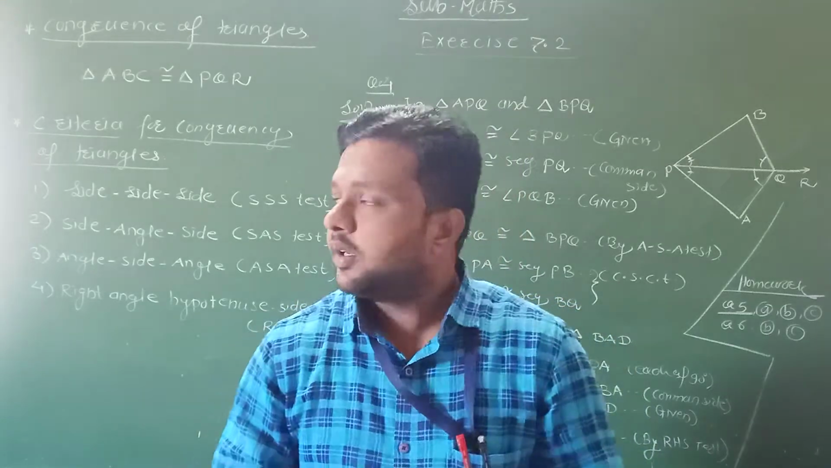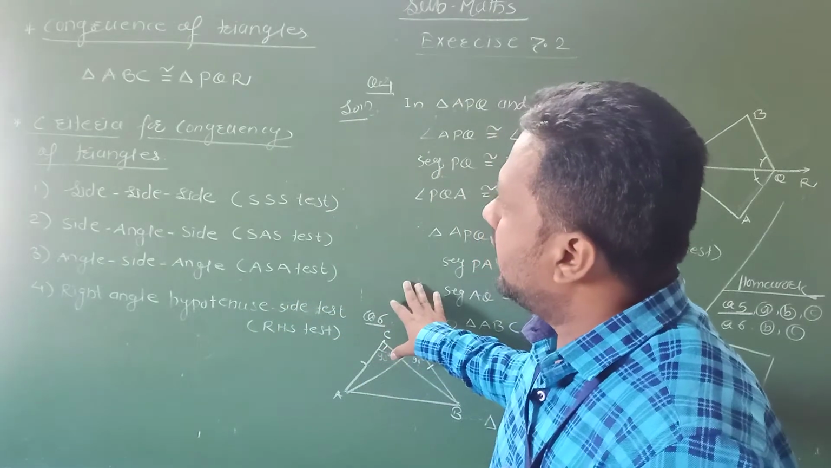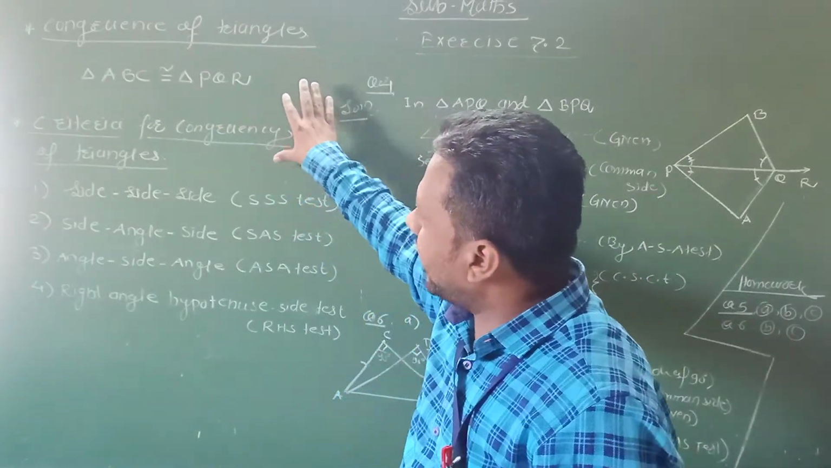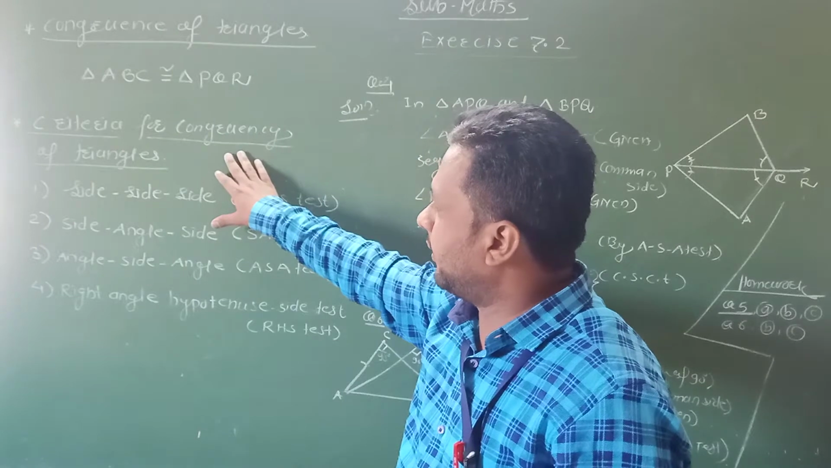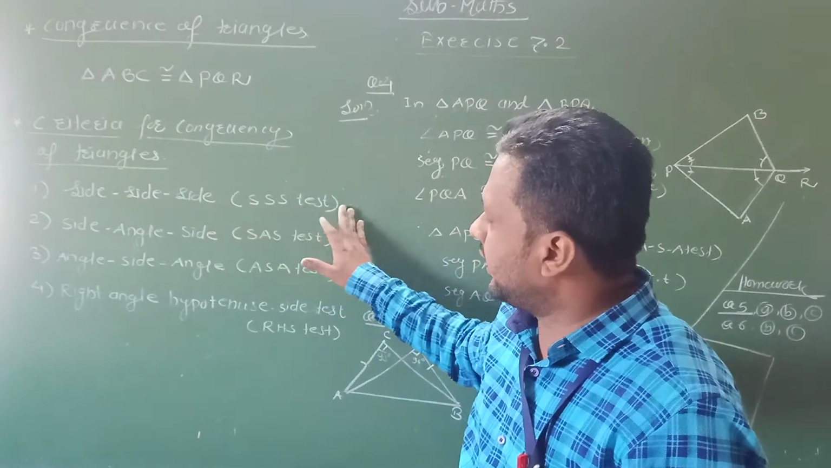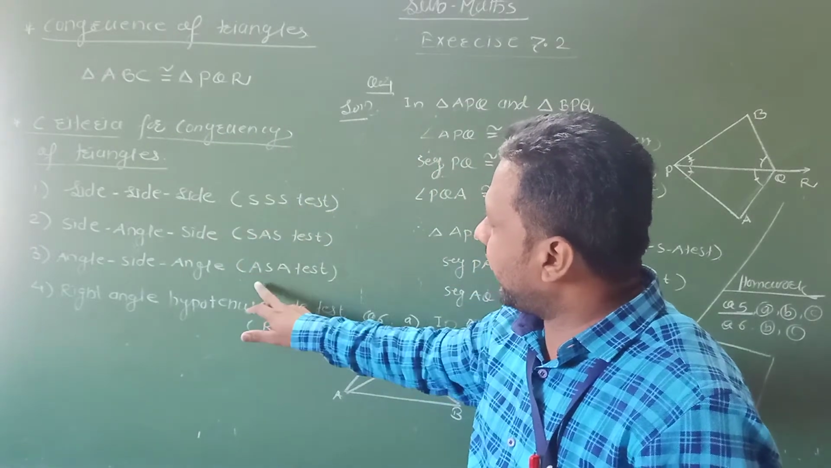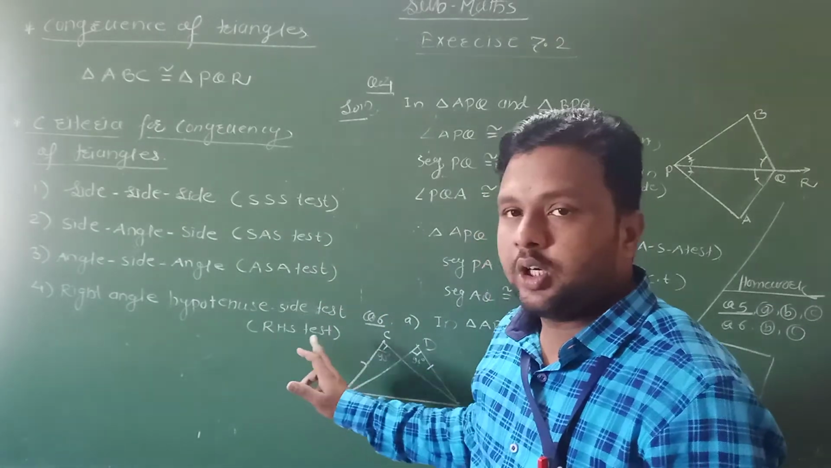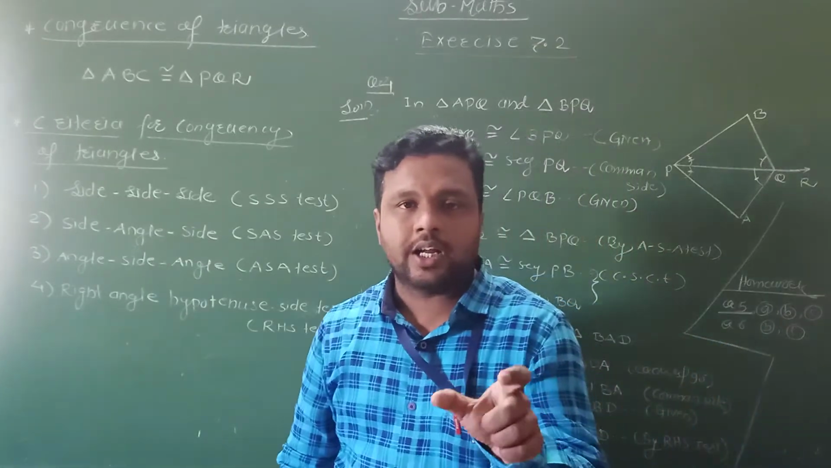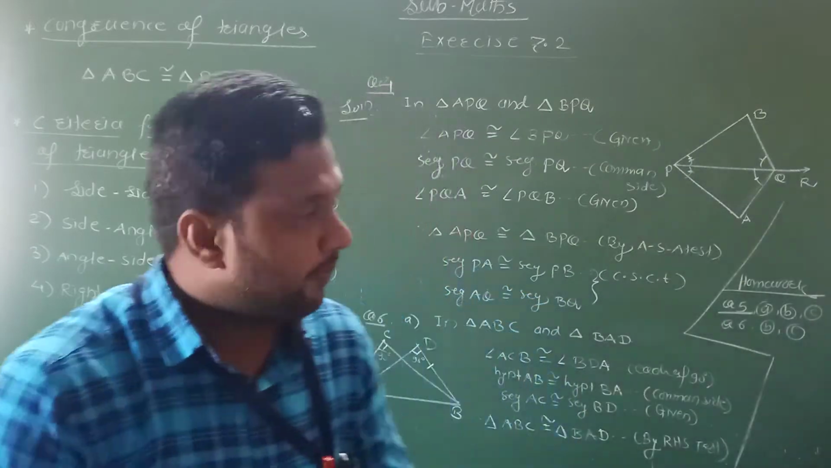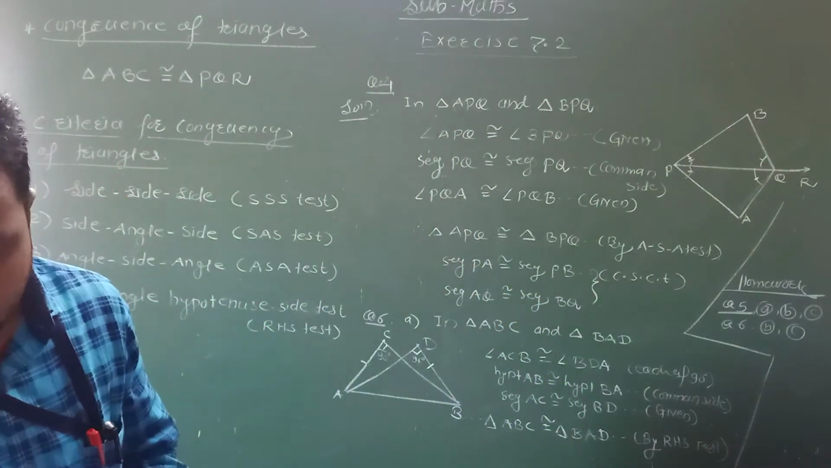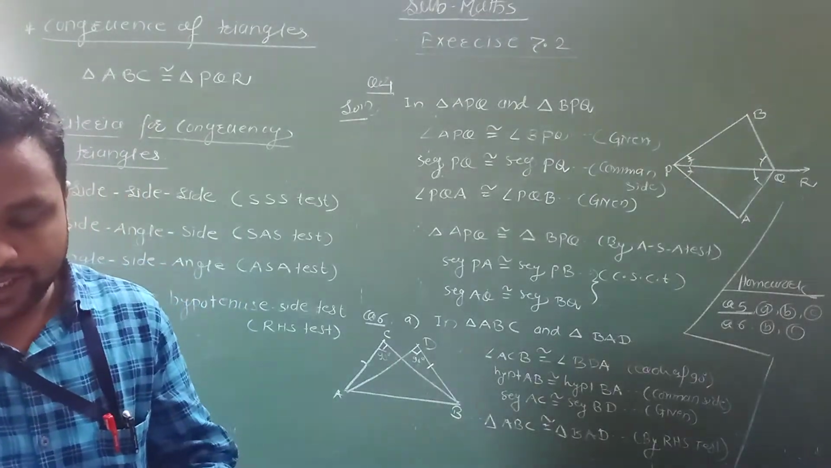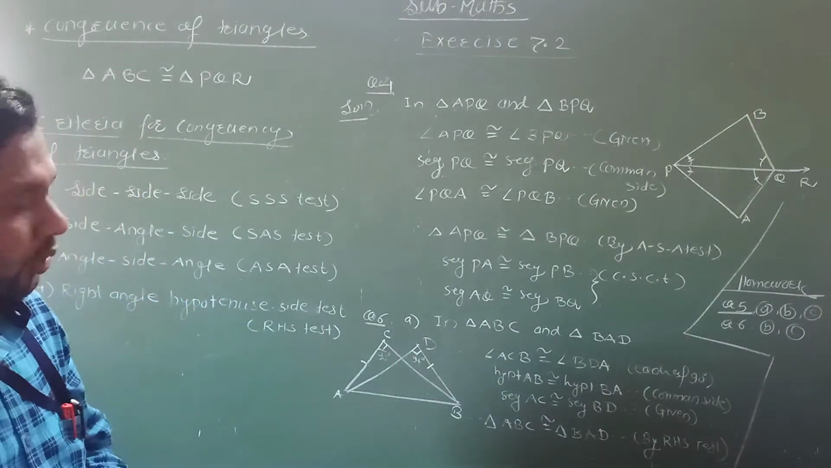Hello student. In the previous video we discussed the congruency of triangles and the criteria for congruency of triangles. That is the side-side-side test, side-angle-side test, angle-side-angle test and the right angle hypotenuse side test to prove two triangles are congruent. And we have completed up to question number 3 from exercise 7.2. Here I take the next question, number 4.